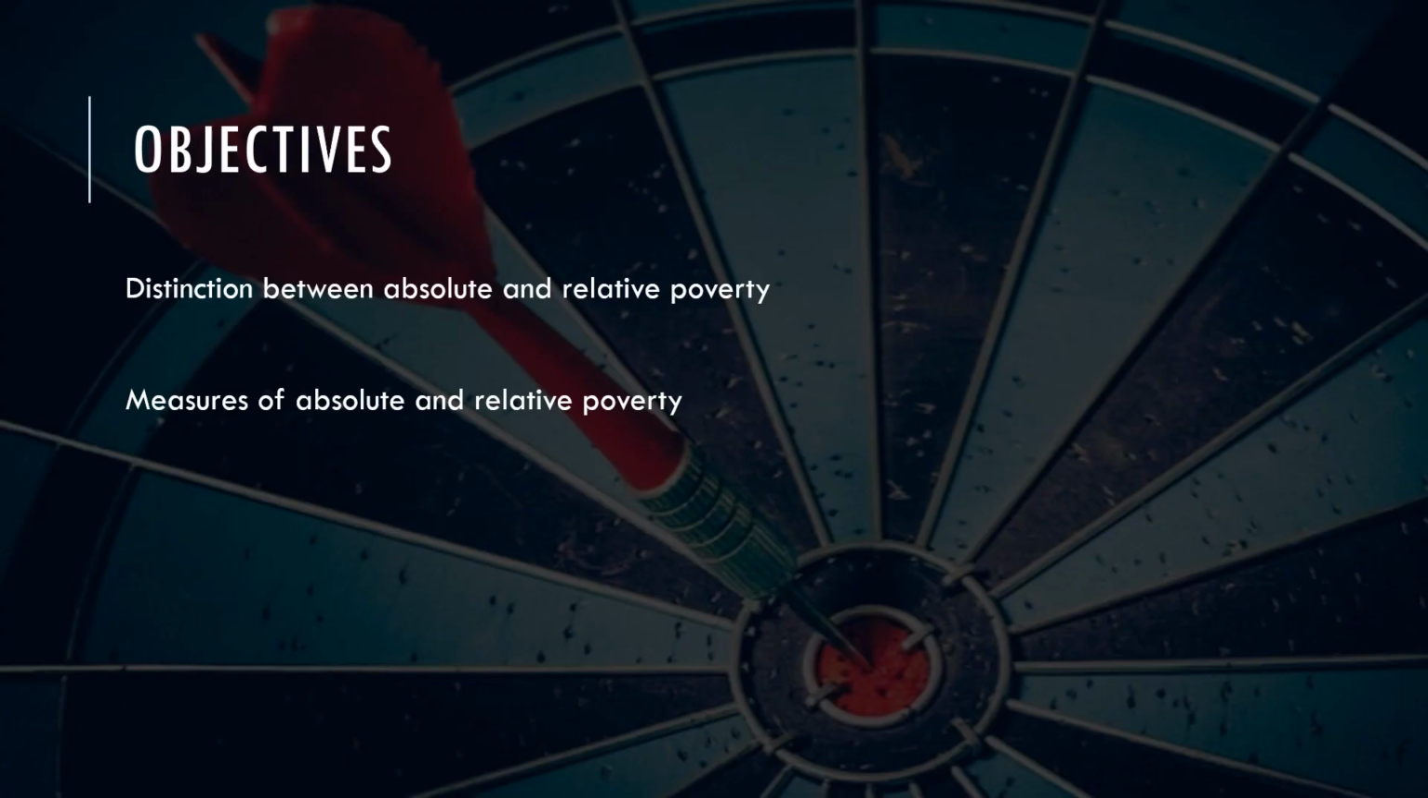So in this video, we've looked at poverty, the two different types, absolute and relative, and how we might go about measuring them. And we've also finished off by talking about measures of development.